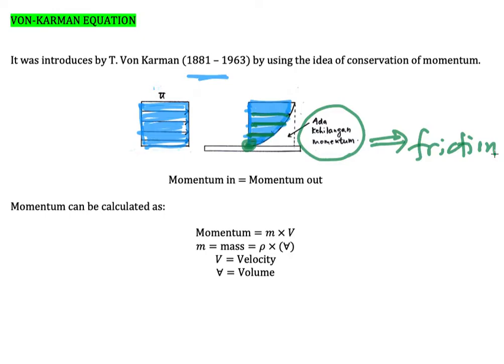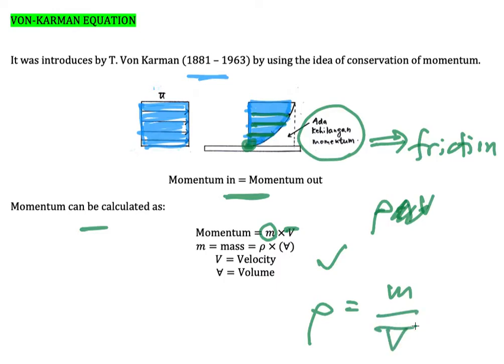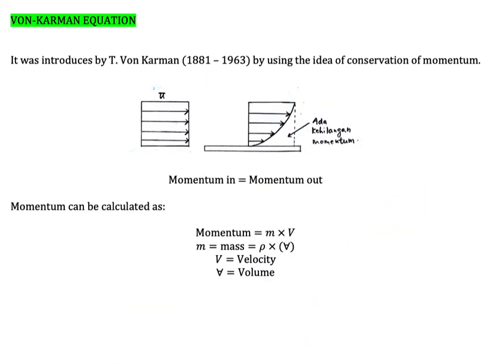And then we need to calculate. So the idea is very simple. We found that the momentum in must be equal to the momentum out. And then to calculate the momentum, this is the equation. Momentum is mass times velocity. And then mass here can be calculated as rho times volume. Okay, I'm sorry. So rho is equal to m over volume, so mass is equal to rho and volume. So this is the idea of mass that we have.